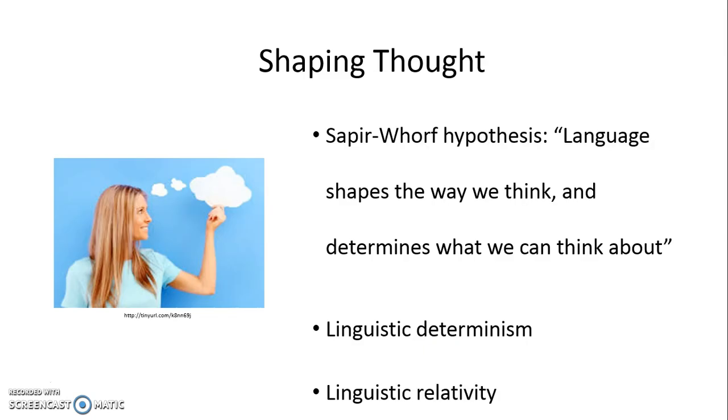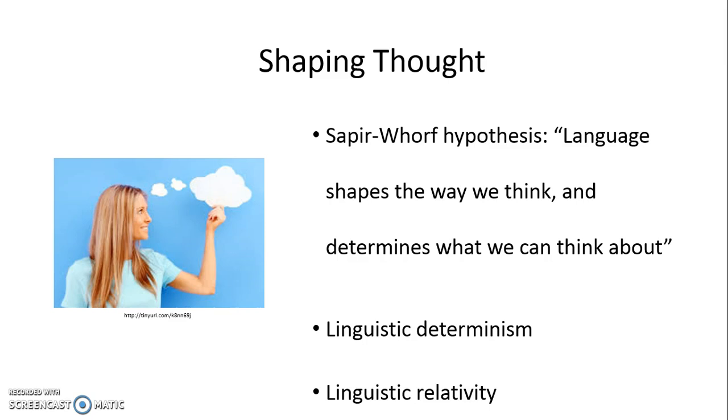We also need to think about how words are shaping our thoughts, or even how our thoughts are shaping our words. This leads us to the Sapir-Whorf hypothesis, that language shapes the way we think and determines what we can think about. Now, this has been a hotly debated idea.